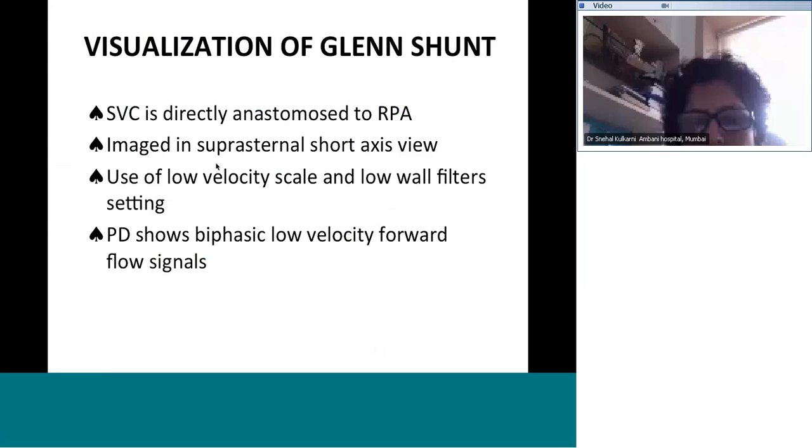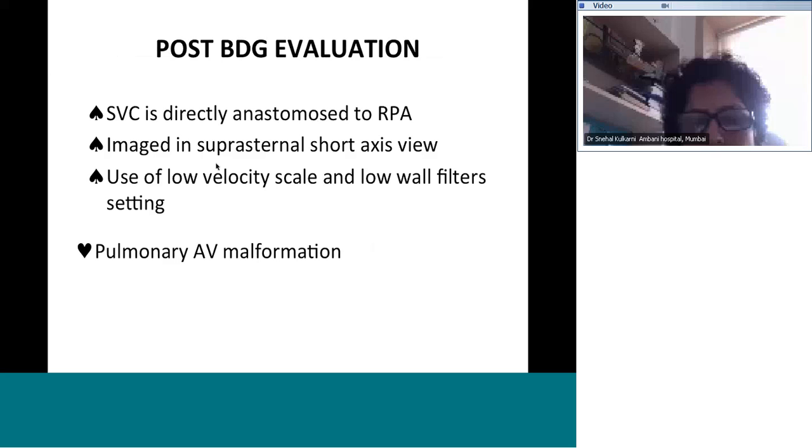pulmonary artery. Now, post-Glenn assessment, you know, the SVC is directly anastomosed to the right pulmonary artery. In the post-operative follow-up, we have to image it in the suprasternal short axis view, and see to it that you have a smooth flow from the SVC into the pulmonary artery. We have to use a very low velocity scale and low wall filter setting, and it should show biphasic low velocity forward flow signals.